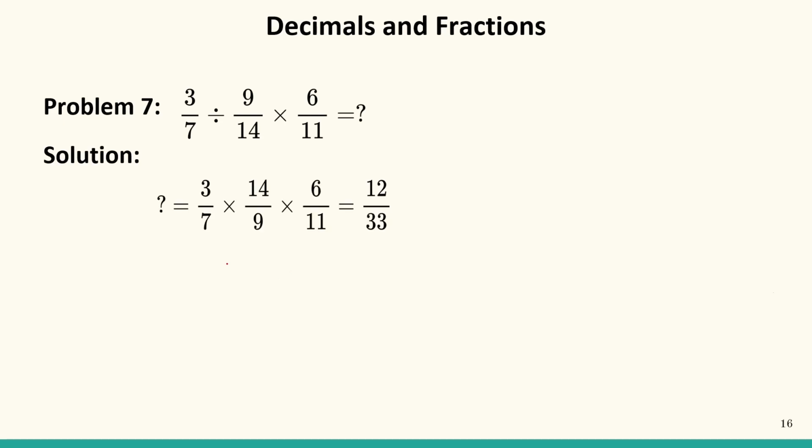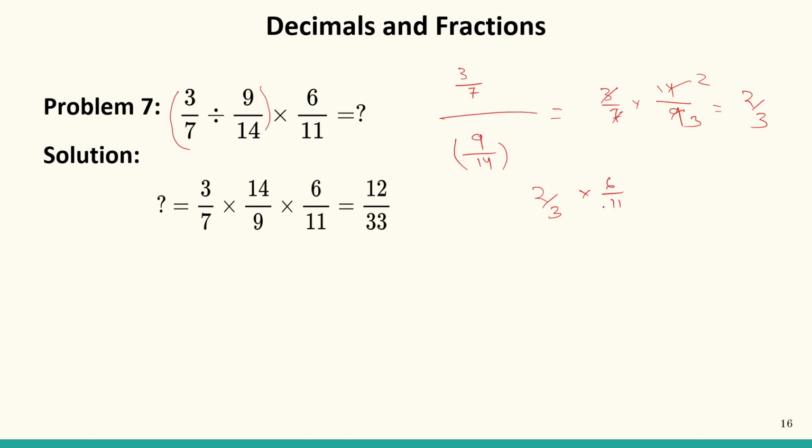So we have 3 by 7 divided by 9 by 14. What it will be equal to is 3 by 7 into 14 by 9. So 3 into 3 is equal to 9, and 7 into 2 is equal to 14. So this is equal to 2 by 3 for this part of the problem. So 2 by 3 into 6 by 11 is what we are left with now.